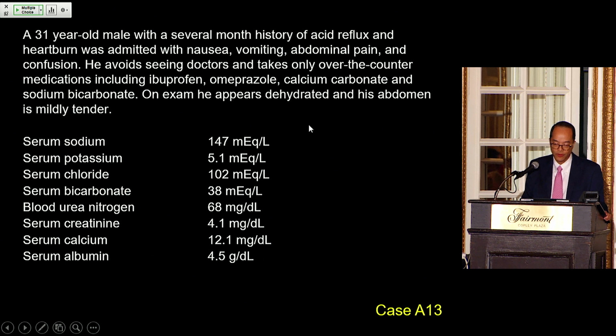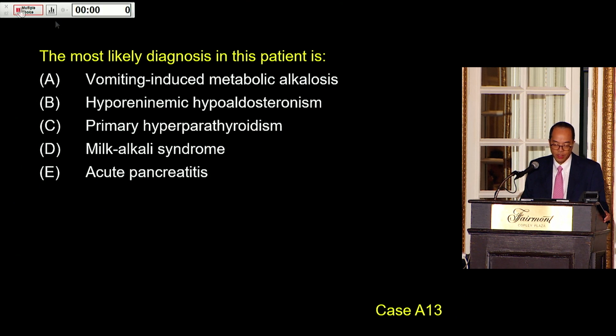A 31-year-old male with a several-month history of reflux and heartburn is admitted with nausea, vomiting, abdominal pain, confusion. He avoids seeing doctors and takes only over-the-counter meds, including ibuprofen, omeprazole, calcium carbonate, and sodium bicarbonate. On exam, he appears dehydrated and has a tender abdomen. His bicarb is 38. A few other abnormalities are shown down there, including creatinine of 4.1, calcium of 12.1.